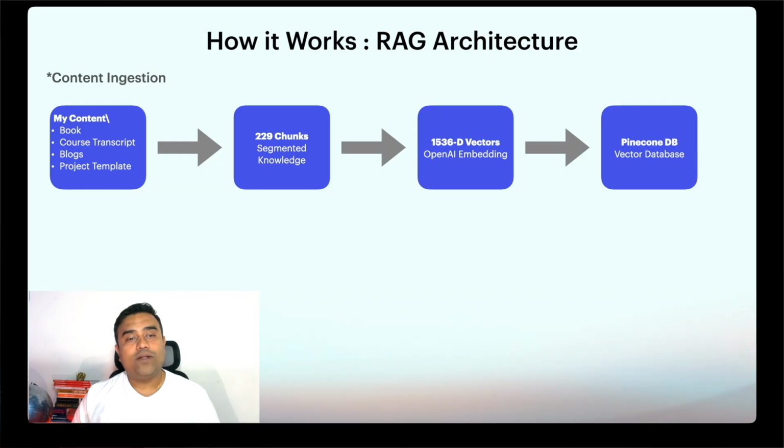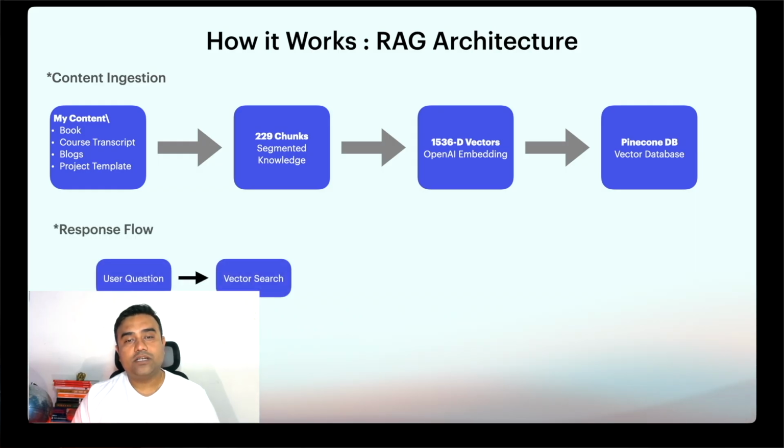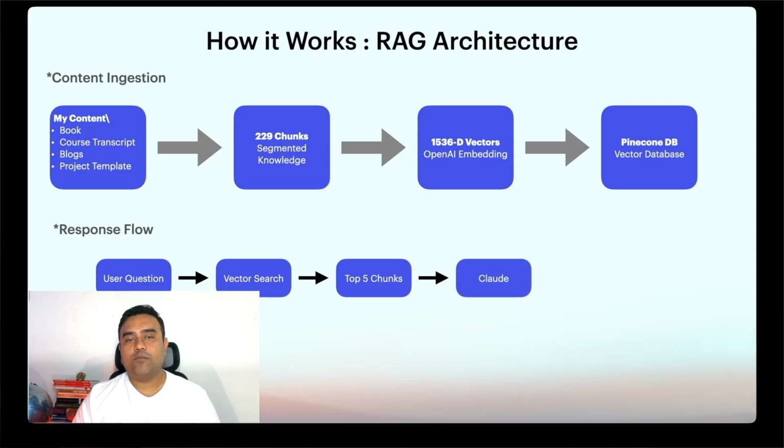Now, when someone asks a question, here's what happens. The question gets converted into a vector. Pinecone searches for the 5 most similar content chunks using cosine similarity. Those chunks become context. Claude, Anthropic's AI model, reads that context and generates a response.